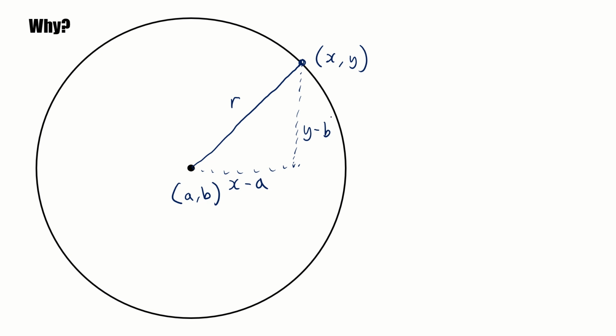And if you do Pythagoras with these things, you will therefore end up with x minus a all squared plus y minus b all squared is equal to the hypotenuse squared, which should therefore be r squared. And there you go. Ta-da! That is the equation of a circle.